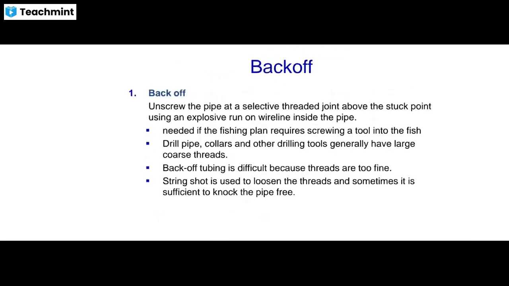Then back off. First one, unscrew the pipe at the selected thread joint above the stuck point using an explosive runout on wireline inside the pipe. Needed if the fishing plan requires screwing a tool into the fish. Drill pipe, collars, and other drilling tools generally have large coarse threads. Back off of tubing is difficult because threads are too fine. Then a string shot is used to loosen the threads, and sometimes it is sufficient to knock the pipe free. So this is the back off.